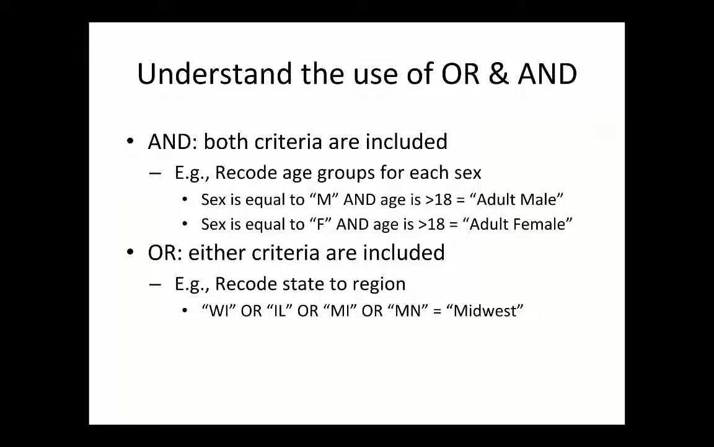The OR operator is used only if you want to include criteria where either can occur separately. For example, if you wanted to recode several states, then when the text WI for Wisconsin, IL for Illinois, MI for Michigan, or MN for Minnesota occur, the text Midwest will be returned. Since only one of the following states needs to be present in order to return Midwest, the OR operator is the most appropriate.